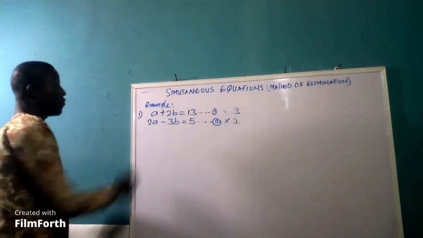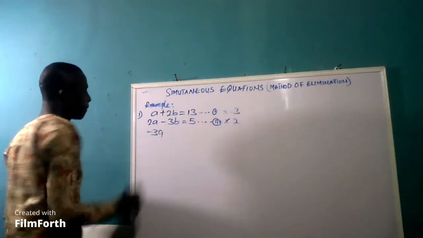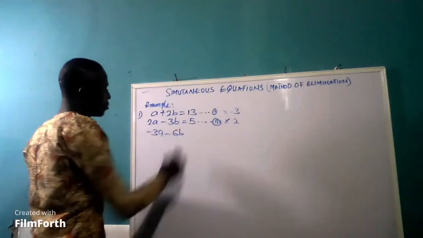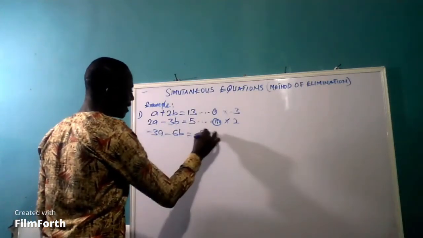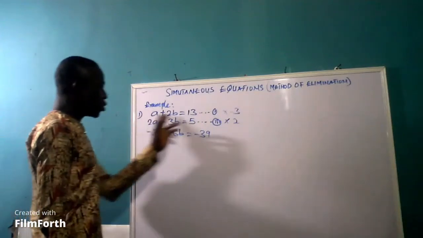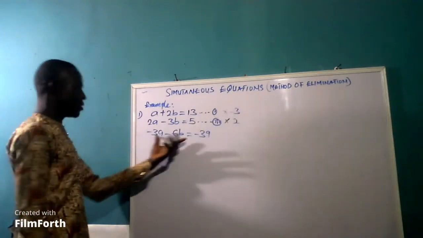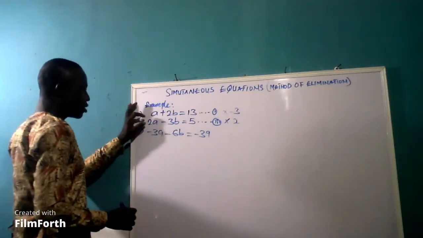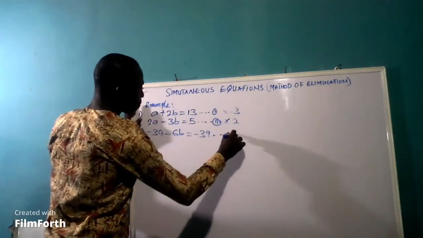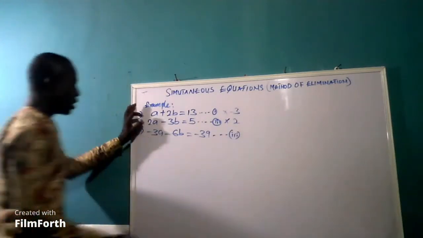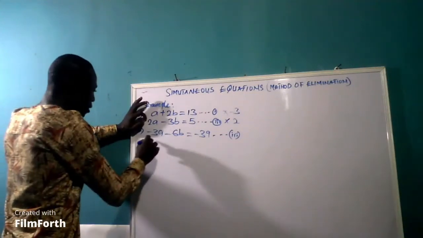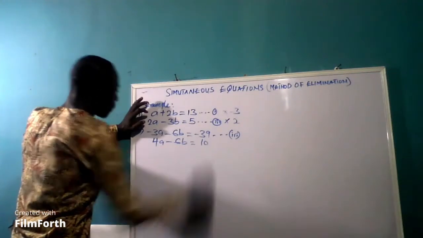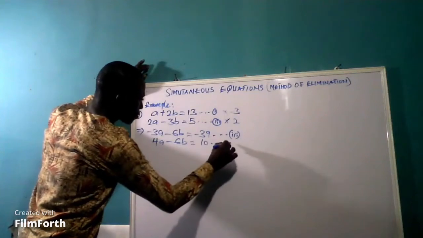And that gives you negative 3a minus 6b equal to negative 39. If you multiply the whole thing here by negative 3, this is the answer. Call this equation 3. Now, to equation 2, you have 4a minus 6b equal to 10. Call it equation 4.